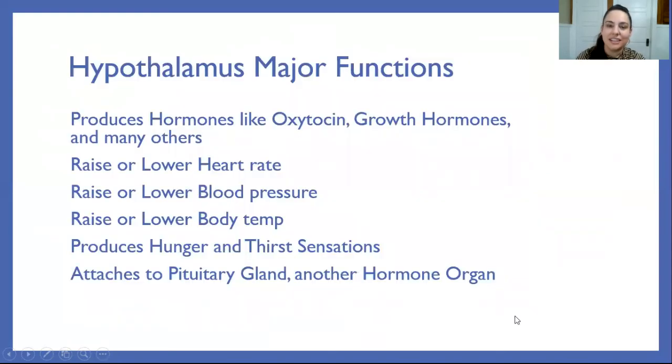Now, the major functions of your hypothalamus is going to produce your hormones. So a lot of them, like oxytocin, growth hormones, and many more are being produced by the hypothalamus and then sent out to the rest of the body through the blood vessels. It can control to raise or lower your heart rate, raise or lower your blood pressure, your body temperature. If you have a fever, it's because your hypothalamus made you have a fever. It can produce hunger and thirst sensations if it detects that the body is low in nutrients or liquid. And it also attaches to that pituitary gland and helps control that release of hormones from there.